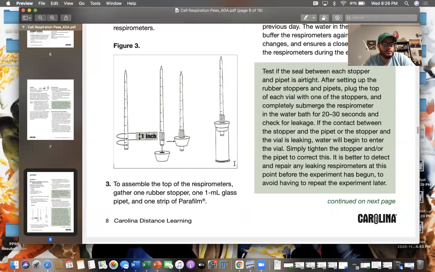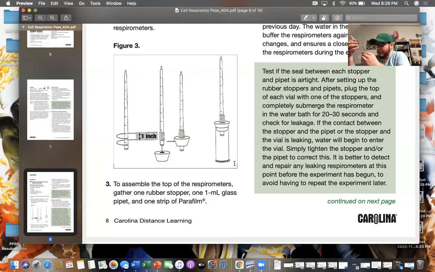Okay, so I'm gonna put this in. And what's it say? Submerge. If contact between the stopper and the pipette or stopper and the vial is leaking, water will begin to enter the vial. So completely submerge and look for water going into the vial. Water shouldn't go into the pipette because pipettes work through drawing up the water with pressure.